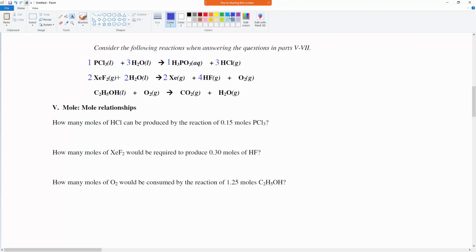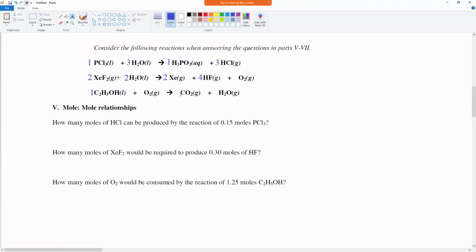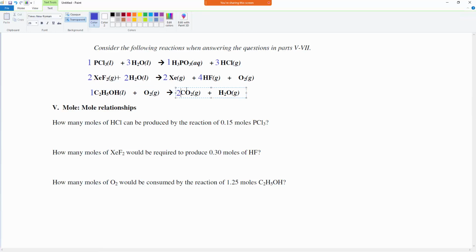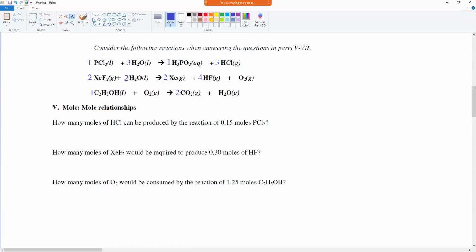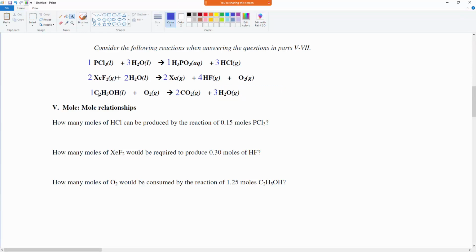Well, hold your horses, Sarah. I'm not going to make that guy 2 unless I have to make him 2. But if he's got 2 carbons, then I want 2 carbon dioxides. Right? And he has 6 hydrogens, so I'm going to need 3 waters. Right? There's no reason to make him 2 unless the oxygen says so, and I'm not balancing oxygens till very last because they are everywhere.